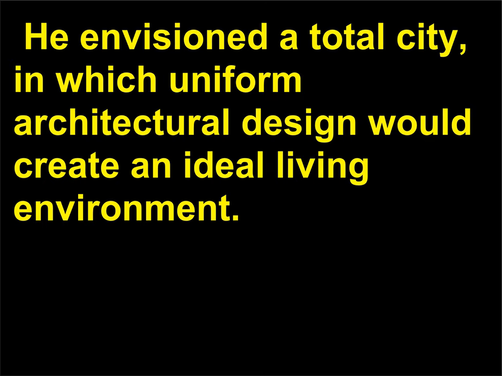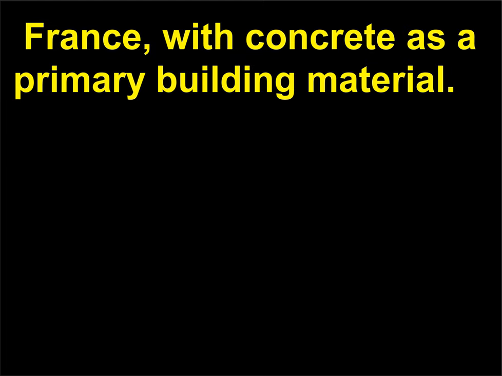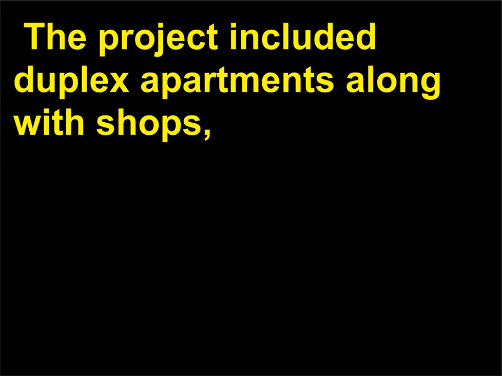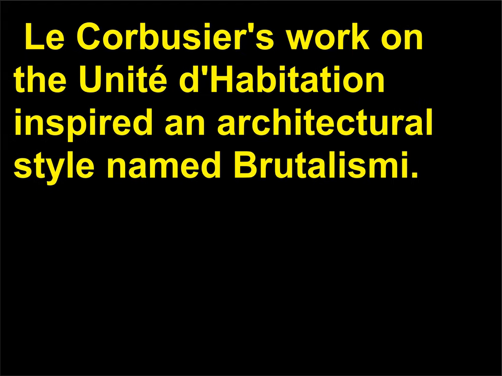Between 1947 and 1952, he designed the Unité d'Habitation in Marseilles, France, with concrete as a primary building material. The project included duplex apartments along with shops, restaurants, and rooftop park space, a complete community. Le Corbusier's work on the Unité d'Habitation inspired an architectural style named Brutalism.